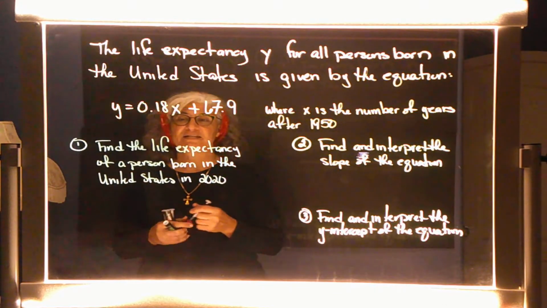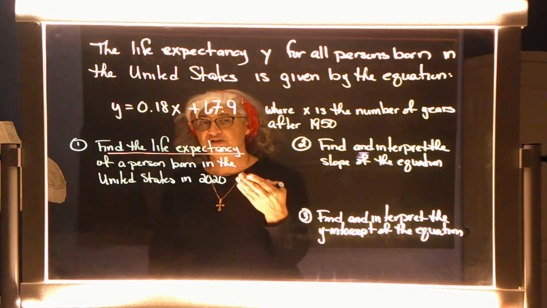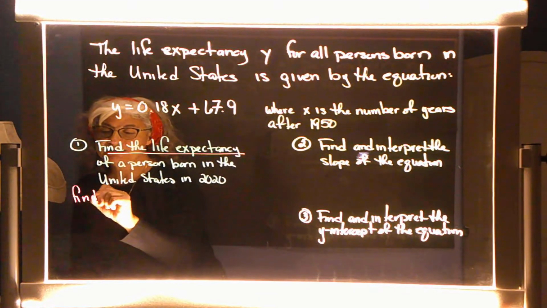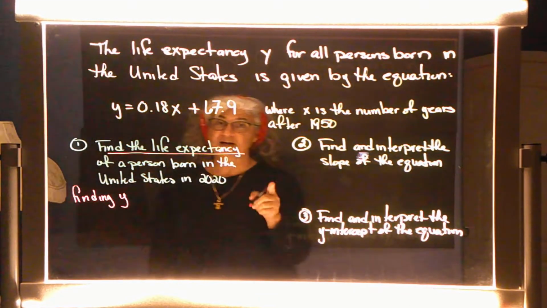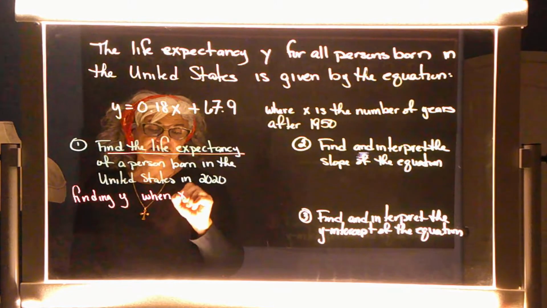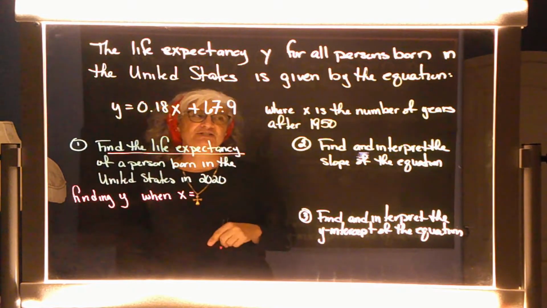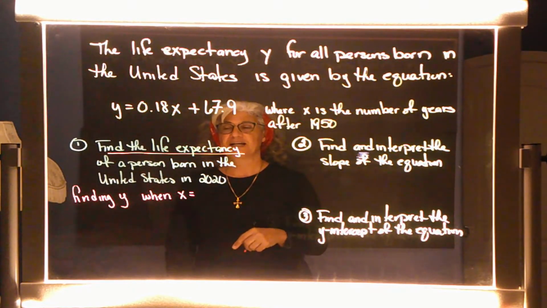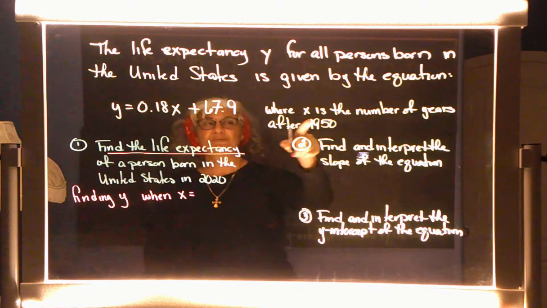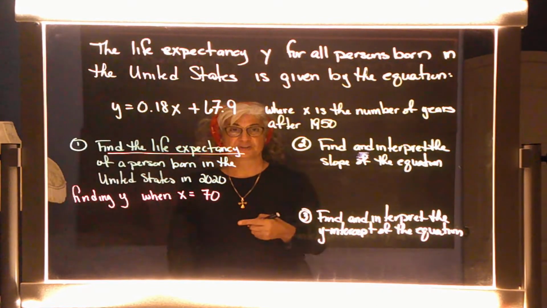So here's the deal. They said find the life expectancy. If we're finding the life expectancy, what are we finding? Which variable? Yeah, y, because y represents a life expectancy. So we're finding y. If we're finding y, that means we better know x, right? Okay, so finding y when x equals, so what does x represent again? The number of years after 1950. Yeah, we're in 2020, right? The person is born in 2020. 2020 is how many years after 1950? Good, 70 years.